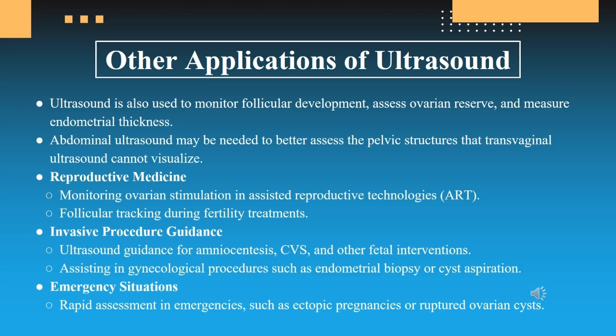Abdominal ultrasound may be needed to better assess the pelvic structures that transvaginal ultrasound cannot visualize. So if a patient has a very large uterus, maybe due to being postpartum or having many fibroids that are enlarging the uterus, it may be very limited what you can see on transvaginal. So abdominal comes into play with that.